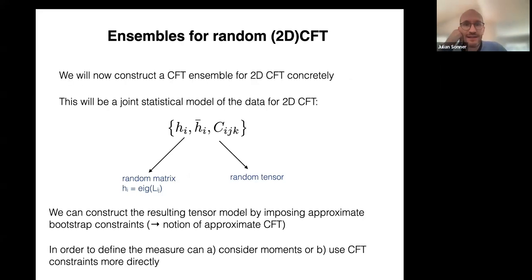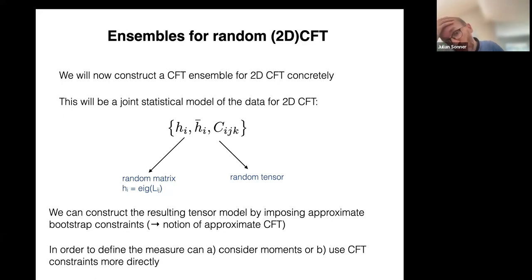Because I want to be more specific now, let's talk about ensembles for random two-dimensional CFT. But many of the things that I'm saying are true also in higher dimensions. It's just that the specific form of the potential that I will derive can only be derived in a clean fashion, hopefully clean, for a two-dimensional CFT. So we will construct a CFT ensemble for two-dimensional CFT concretely.